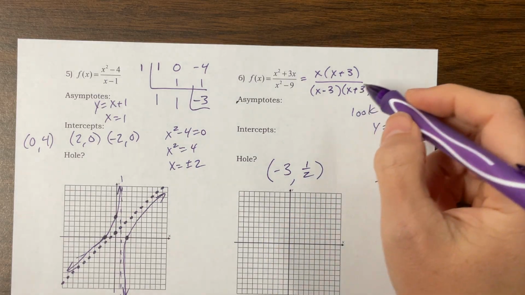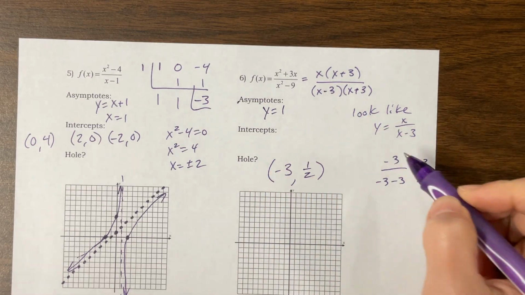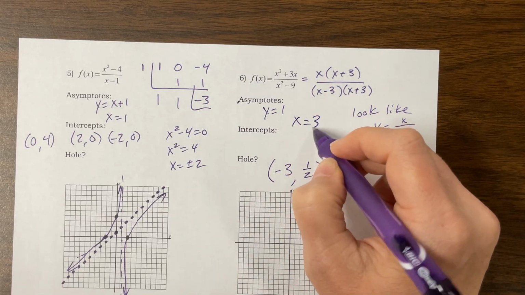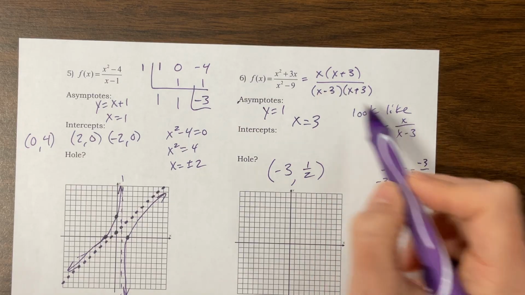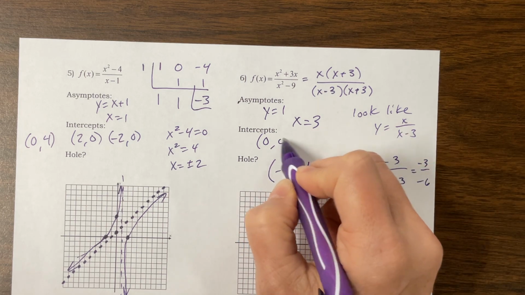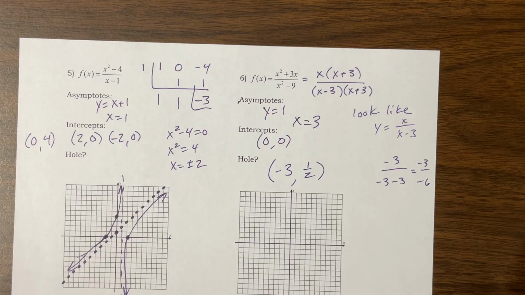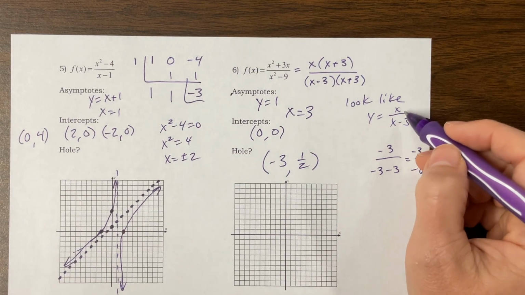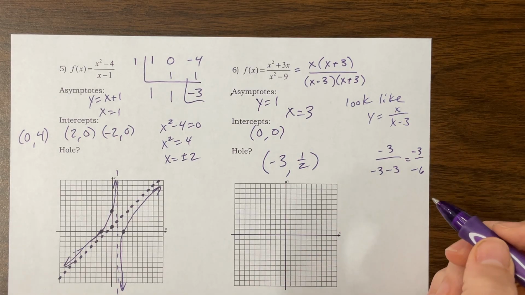Okie dokie. My asymptotes, it looks like this. I'm going to divide the leading coefficients, so y equals 1 is an asymptote. And then I'm going to have x equals 3 as another asymptote. For my intercept, when I plug in 0, I'm going to have the point 0, 0. And when I plug in 0, yep, I get 0. Okay, there we go. Set this equal to 0, we're just at 0.